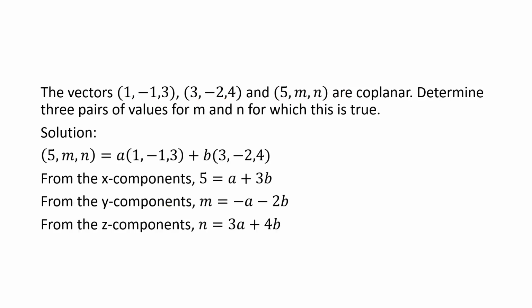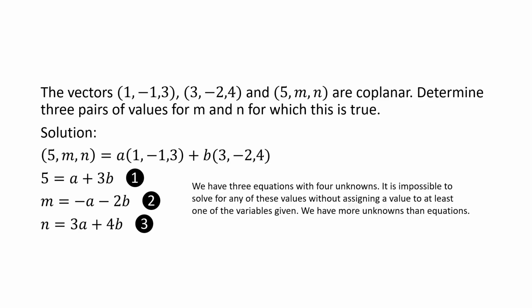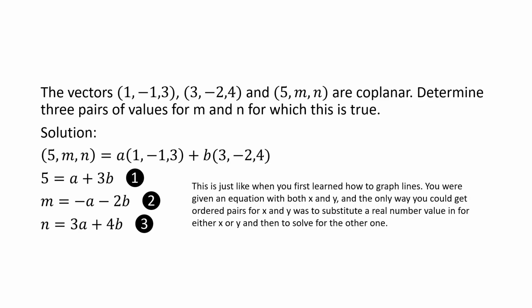From the x components, we get 5 equals a plus 3b. From the y components, we get m equals negative a minus 2b. And from the z components, we get n equals 3a plus 4b. Now we've got equation 1, equation 2, and equation 3. We have three equations with four unknowns. It's impossible to solve for any of these values without assigning a value to at least one of the variables given. We have more unknowns than equations.